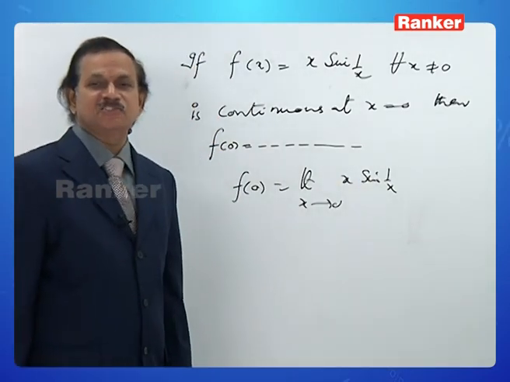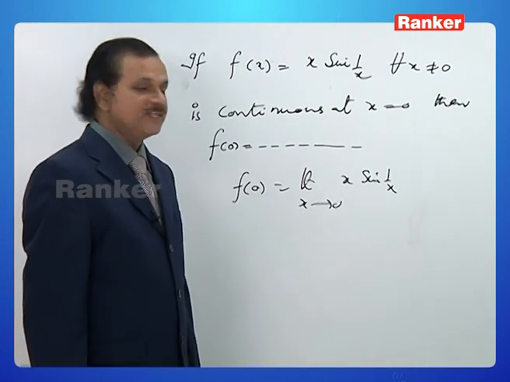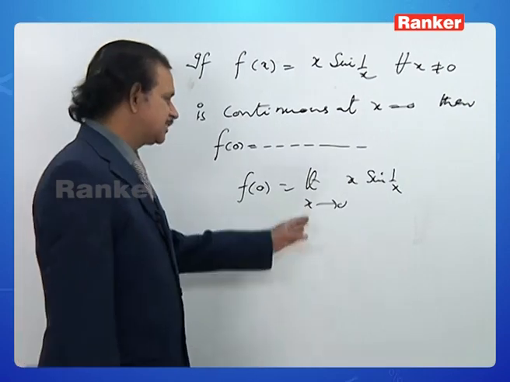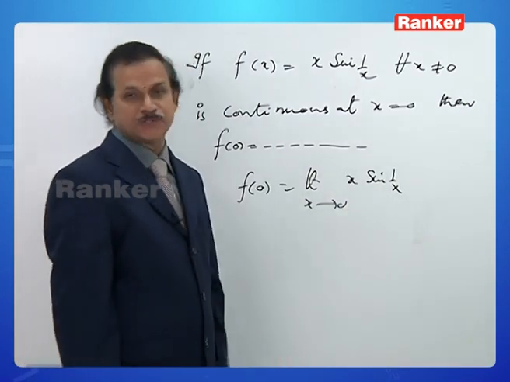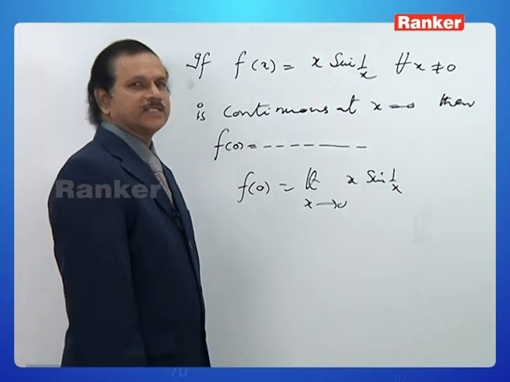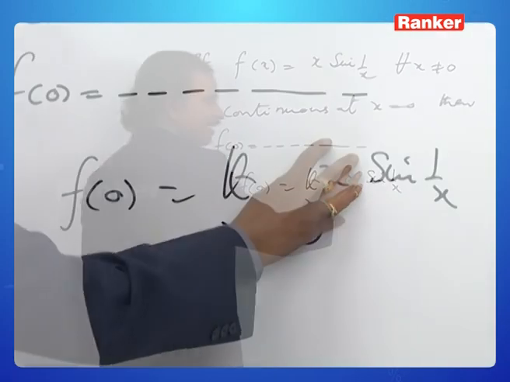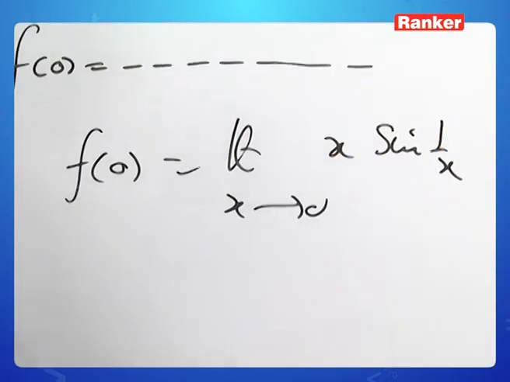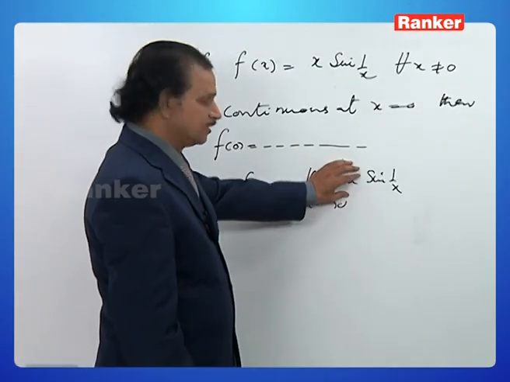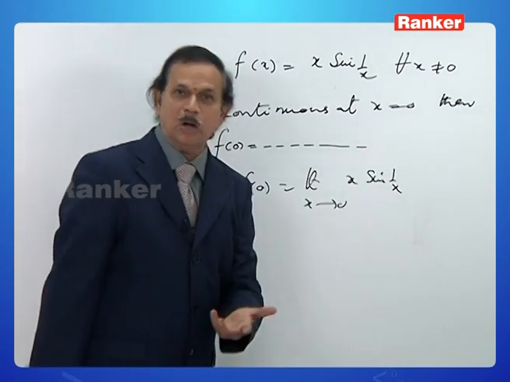Every one of us knows that it is not an obstruction for us to consider the limit even though f of 0 is not defined. Moreover, in x sin 1 by x we are able to observe two functions. One is x, another is sin 1 by x. The limit of the first function as x tends to 0 is 0, and the second function is bounded.